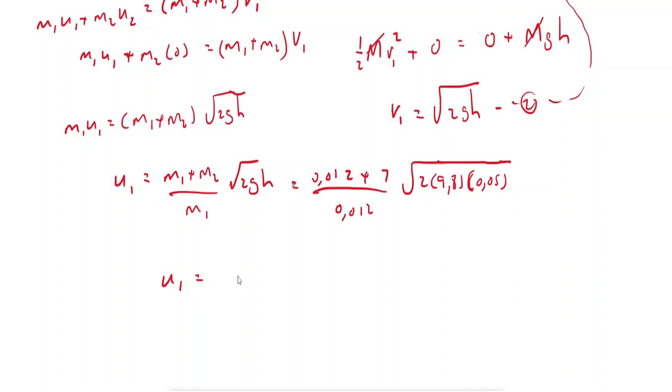And then basically that becomes 0,012 plus 7 divided by 0,012, multiplied by that square root of 2 times 9.8 times 0,05. And that's a very high speed. That's seriously high speed.